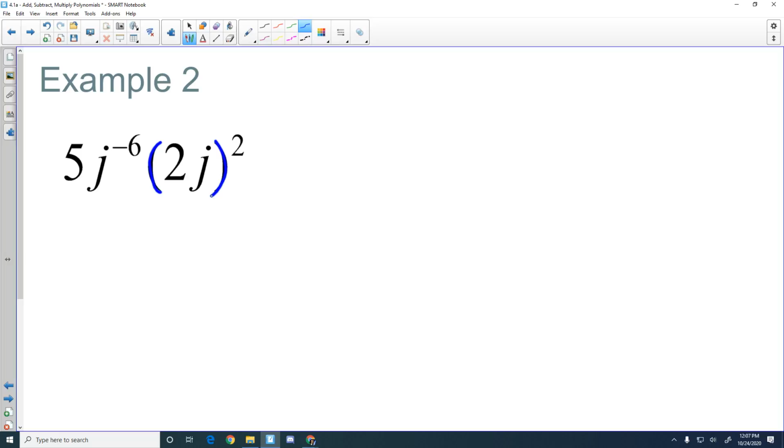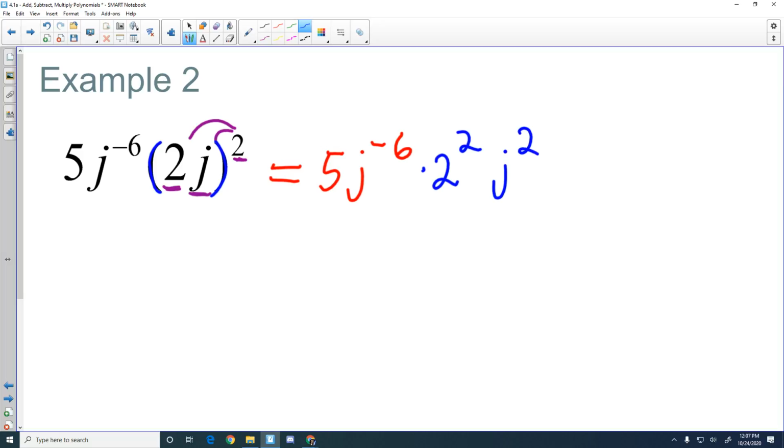So I'm going to distribute this 2 just inside the parentheses. Now it's got to go to every base. So don't just write 2j squared, because the 2 and the j are their own separate bases. They each can have this exponent of a 2. So when we expand this, first off, that first term, 5j to the negative 6, we can just leave that where it is. But now the second part is going to be 2 to the second, this is being multiplied, 2 to the second, j to the second.